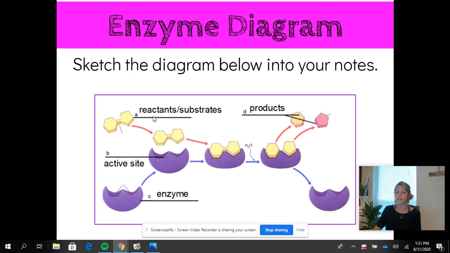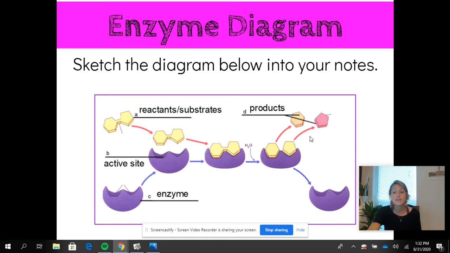Once the reactants/substrates fit into the enzyme, the reaction can proceed forward. Eventually, those reactants get broken down into two smaller new products. We would call this an example of digestion, since we're taking one large molecule and breaking it down into two smaller ones. As you see, the enzyme shape did not change. Therefore, it can be reused again and again and again.